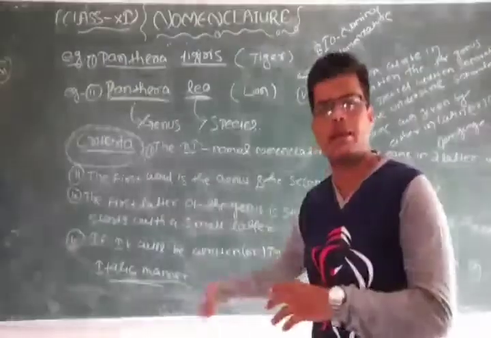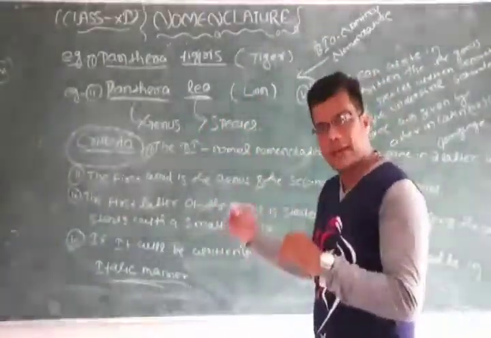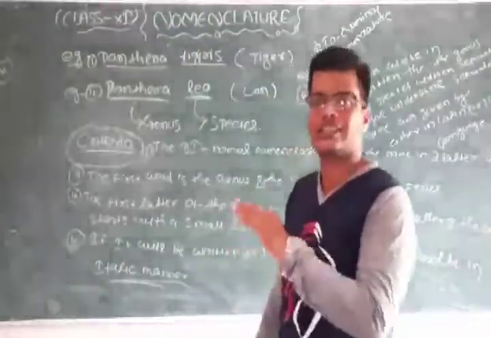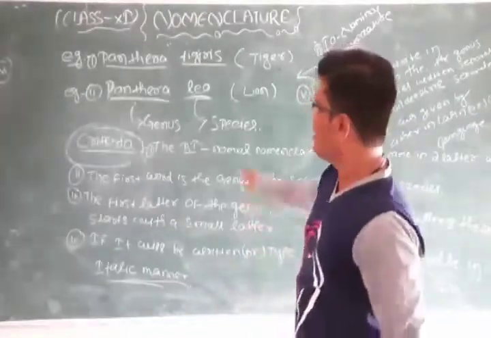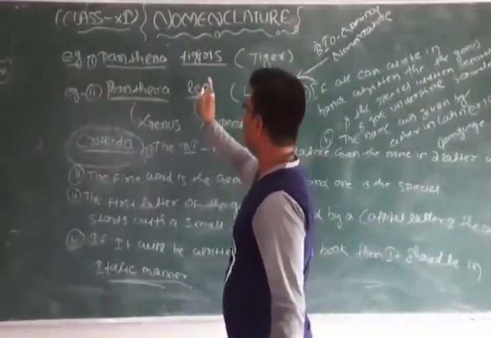In case of binomial nomenclature and trinomial nomenclature, the criteria is same, but it will be given by 3 words, so that it is called trinomial nomenclature, and the third word will be placed after the species.